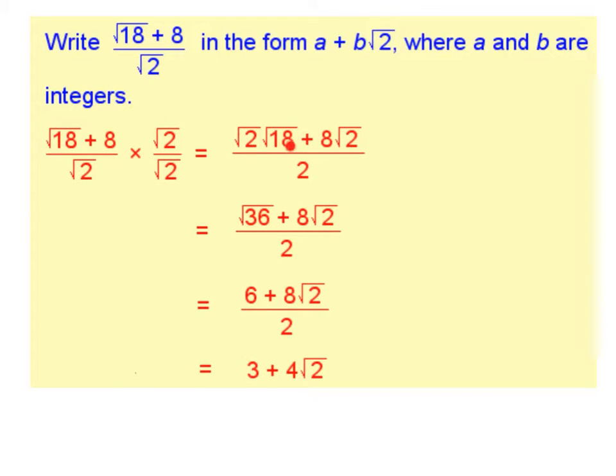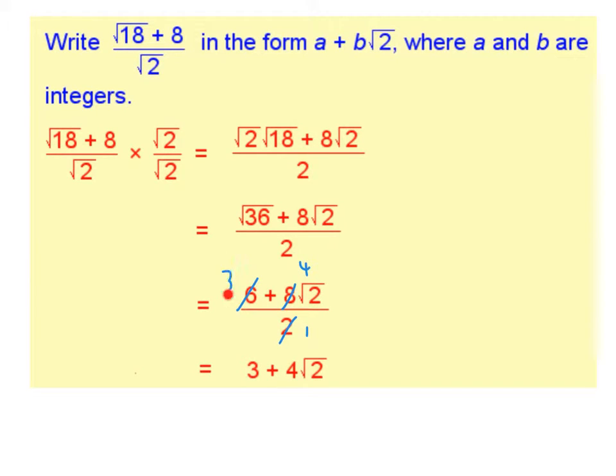Now root 2 times root 18 is going to be root 36, because 2 by 18 is 36. And 8 root 2 can stay as it is for the moment. The square root of 36 is going to be 6. Bring down the 8 root 2 and the 2. And we notice that we have 6, 8 and 2, and all of those can be divided by 2.